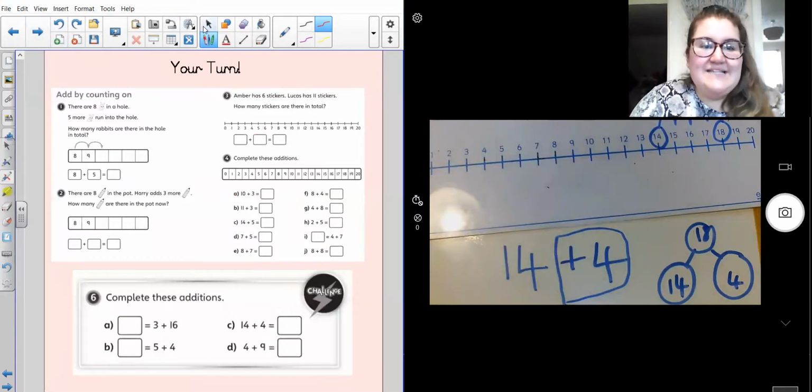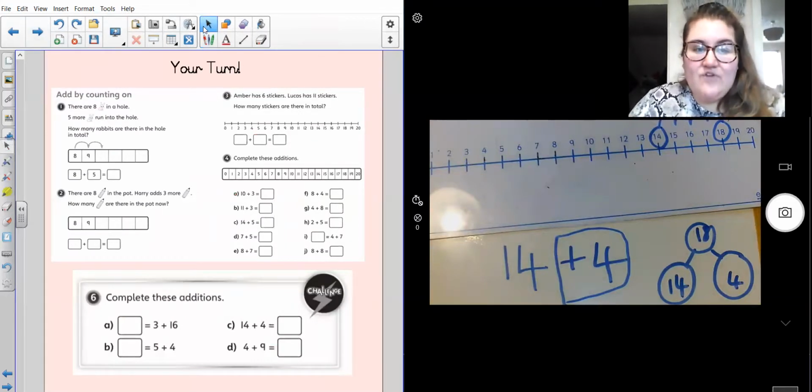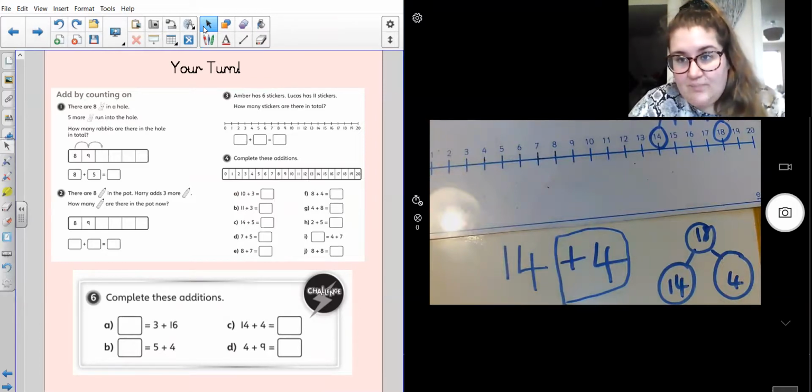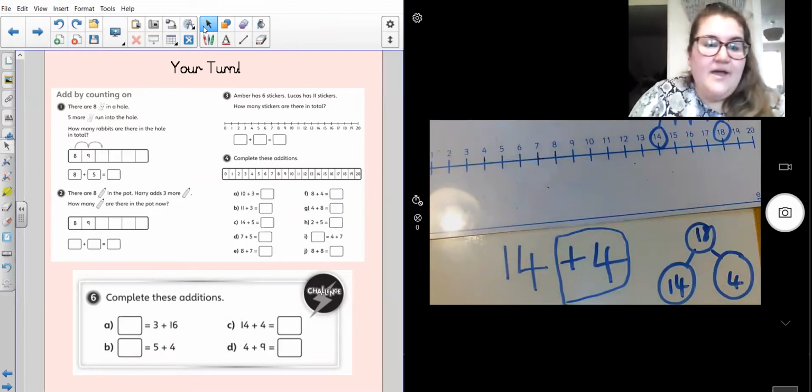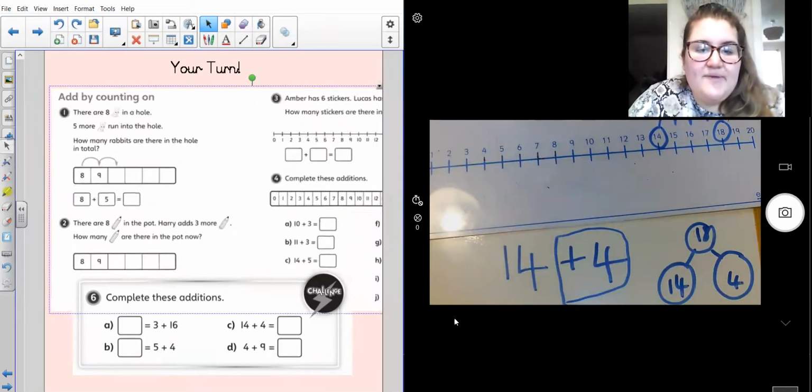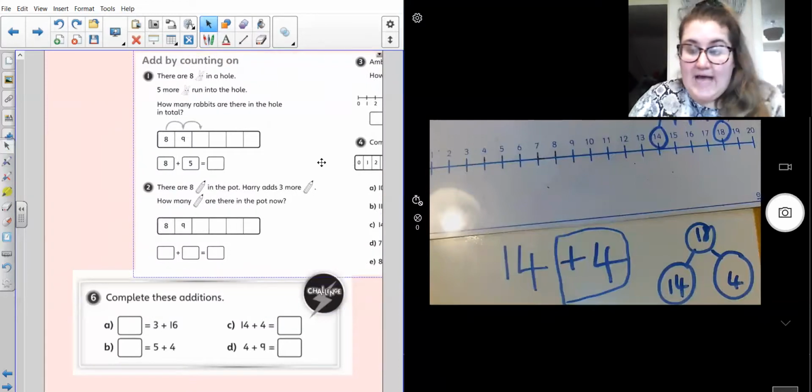Right then, it is your turn, okay? And you have got this sheet. It's going to be on Dodo. Again, don't worry if you've not got a printer. You can simply write it down in your book that we gave you or on some paper, okay? So we are going to be focusing on adding by counting on, like we have done today.